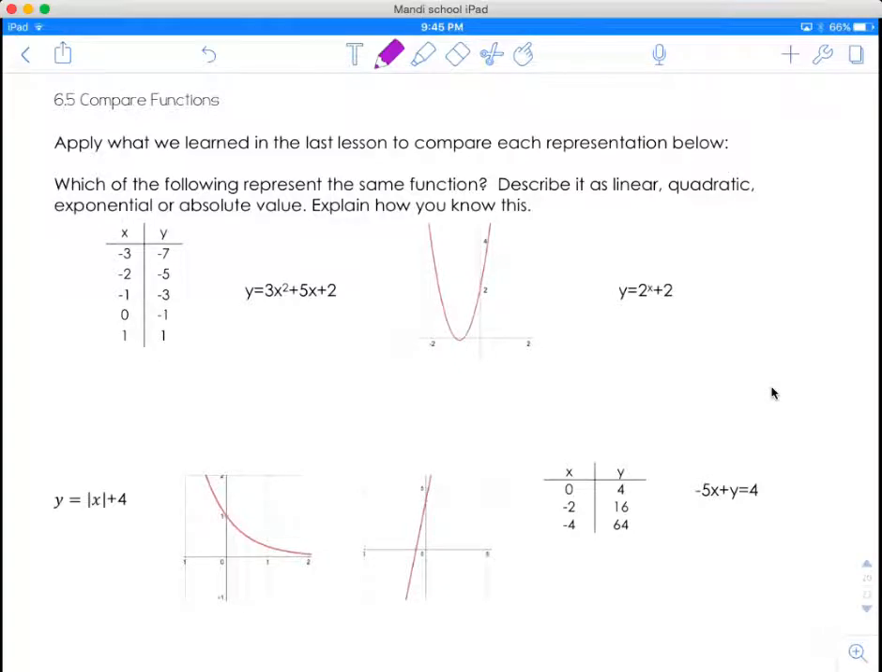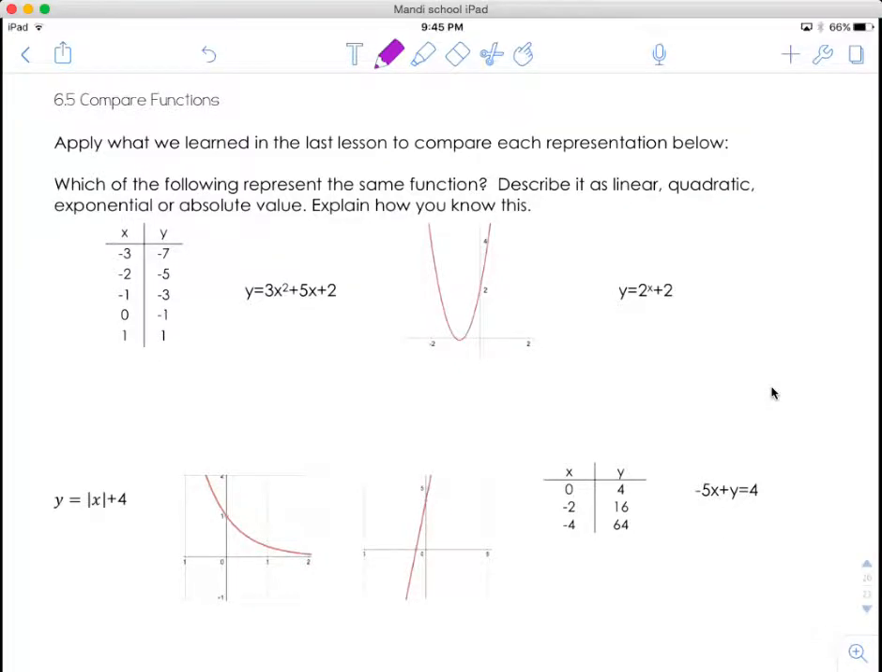Okay, this is 6.5, comparing functions. So we're basically going to take everything that we know from the lessons that we've done so far in this unit and some of our previous units, and we're going to use it to determine if we have the same type of function and what type of function we have.